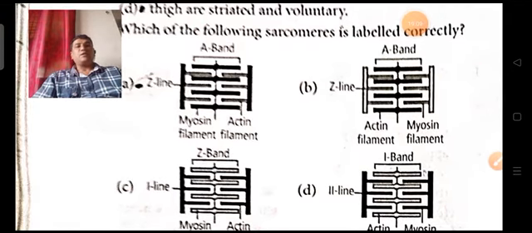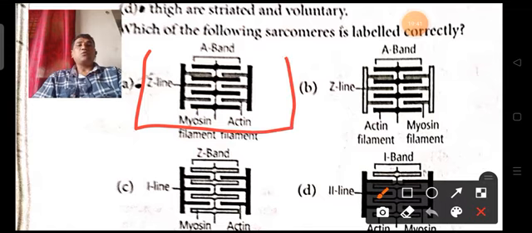And in the A band, or anisotropic band, you can see that most of the myosin heavy meromyosins are present. So from the given options, they are darkly stained. So from the given sarcomere, A option is showing the correct sarcomere.